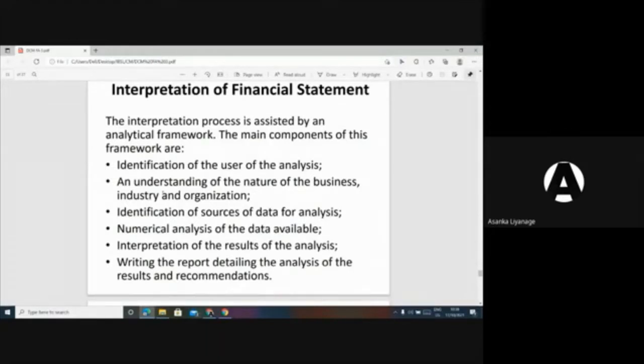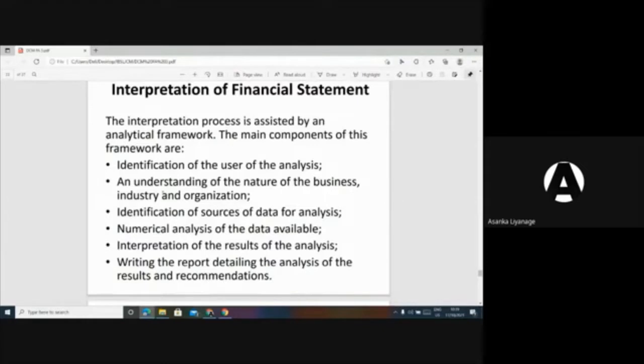Then numerical analysis of the data available, you can do that. Then interpretation of the results of the analysis, you have to clearly interpret the results. Then writing the report detailing the analysis, results and recommendations very clearly. Don't use technical jargon. Don't use long sentences. Make it very simple. Then the authority who is approving the paper will get a clear understanding.